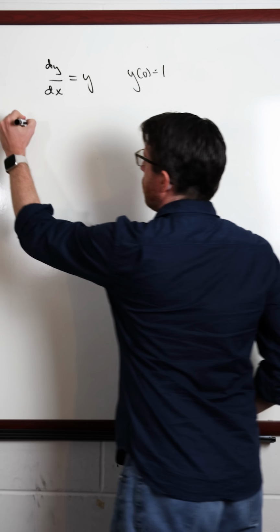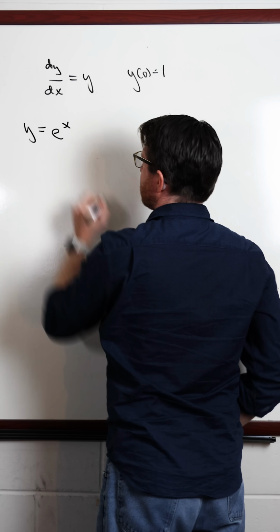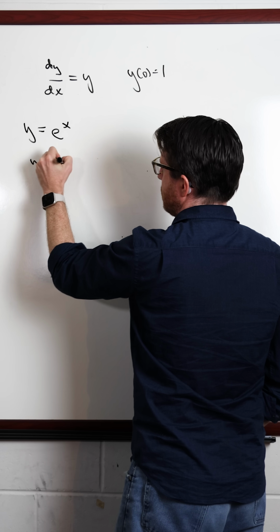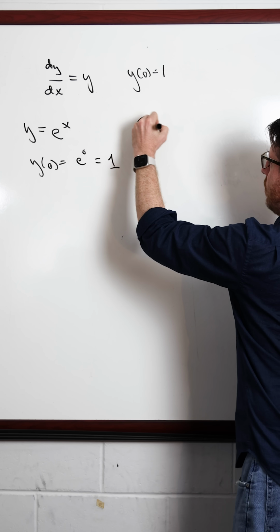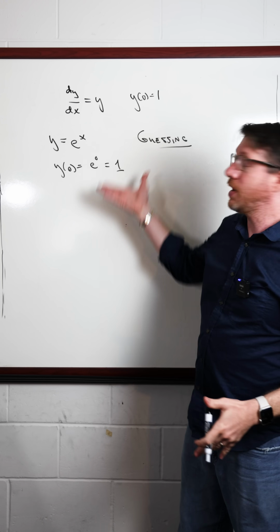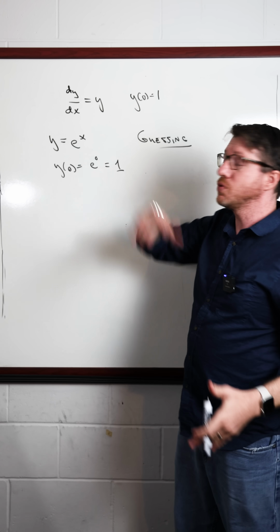And that is y is equal to e to the x. And we know here that y of 0 is equal to e to the 0, which is equal to 1. And so we have solved this by guessing. This is a perfectly valid way of solving a differential equation. We found a solution. Pretty easy.